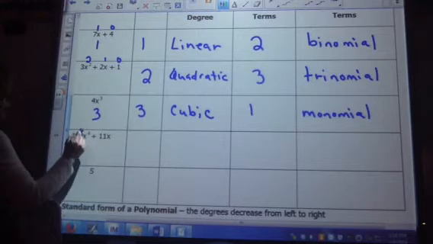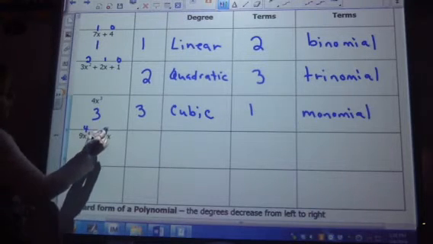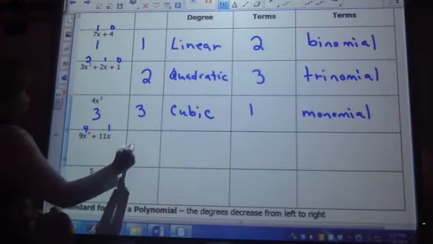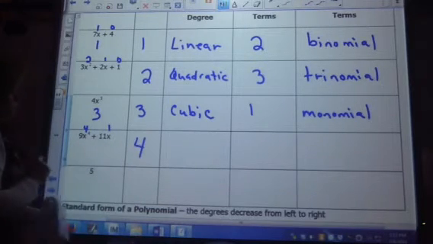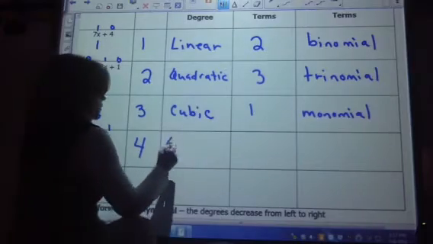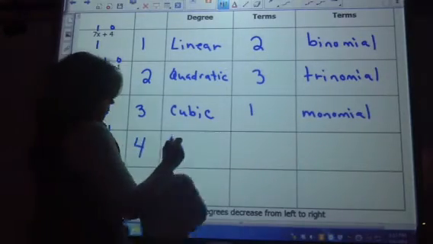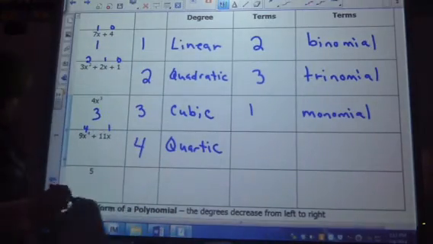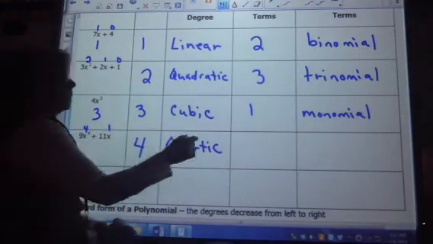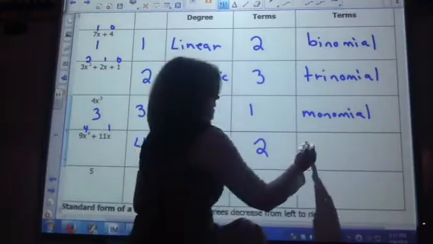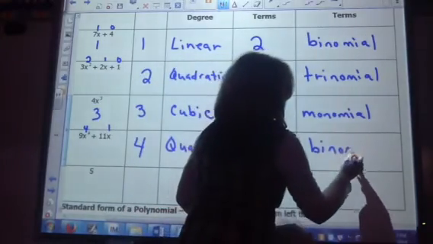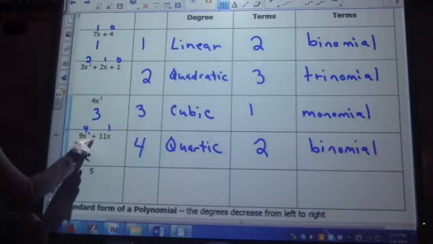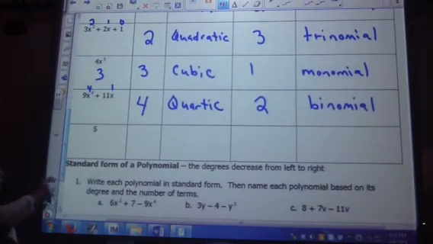All right, so we have a degree of 4 and a degree of 1. So the degree of this polynomial is 4. All right, when you have something with 4, it's called quartic. How many terms do we have here? We have 2, so it's a binomial. Remember, the terms are separated by addition or subtraction signs.